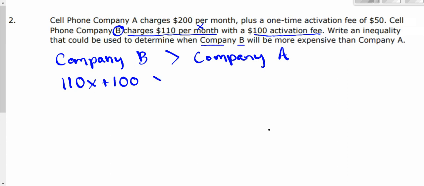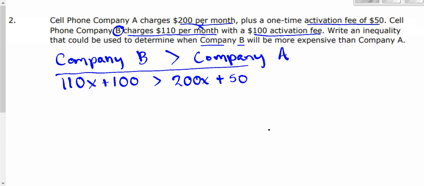And I want them to be greater than cell phone company A, who charges $200 per month. So 200x plus an activation fee of $50, plus 50. So this is my inequality to represent the situation.